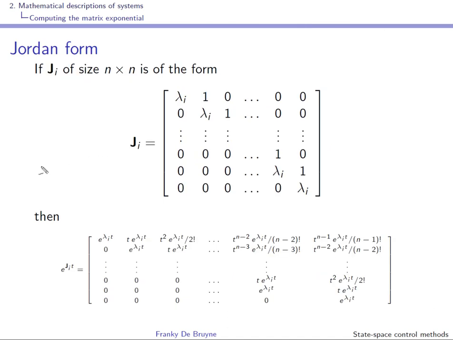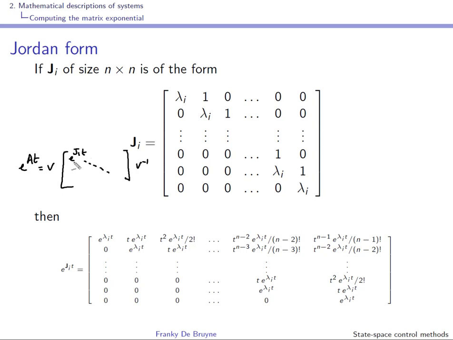So we have seen in the previous slide that if A is not diagonalizable, e to the At is V times V^-1, and here on the diagonal you have the exponential of Jordan blocks. Remember that the Jordan block is such that on the main diagonal you have the eigenvalues, and on the diagonal just above you have ones.